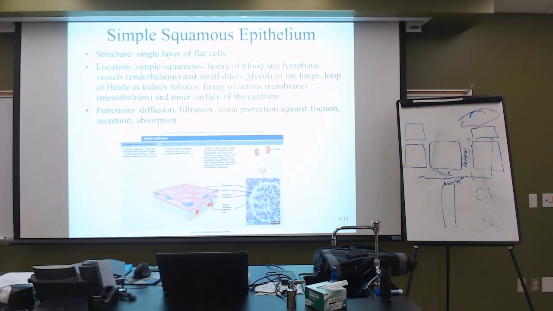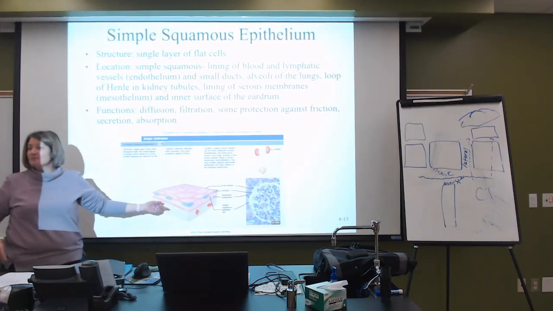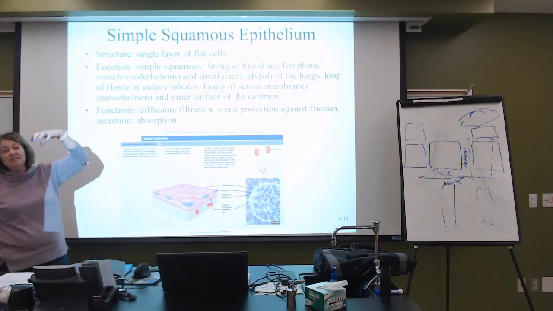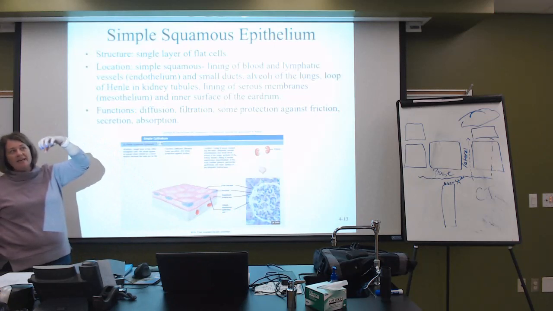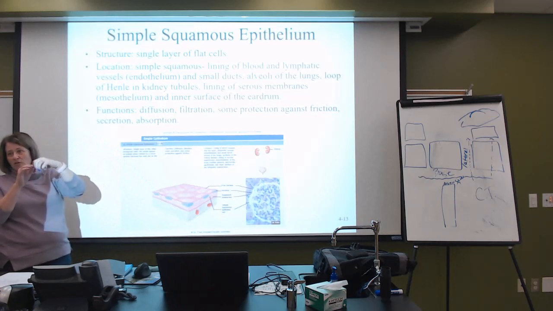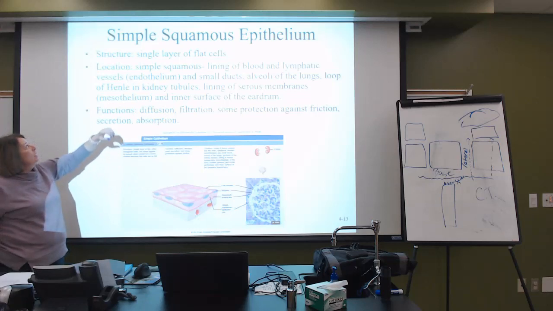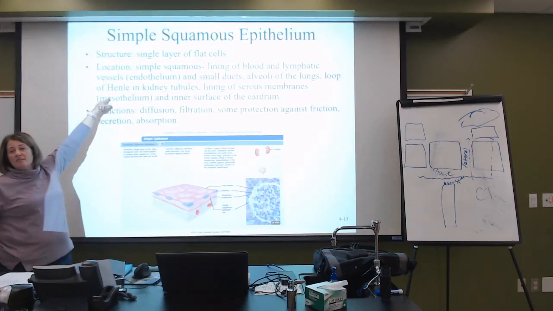Simple squamous tells me one layer of the fried eggs. That's what it looks like. If you look at them, they look like little tiny fried eggs, because the nucleus is kind of big, and it actually pokes out a little bit. These are the areas of the body where we find it.